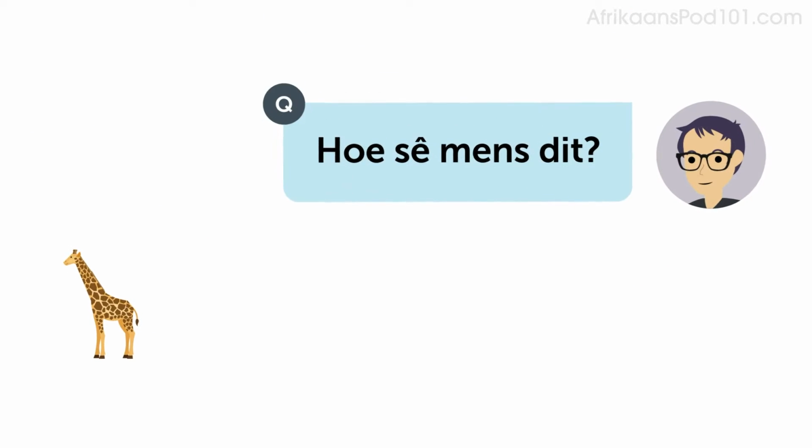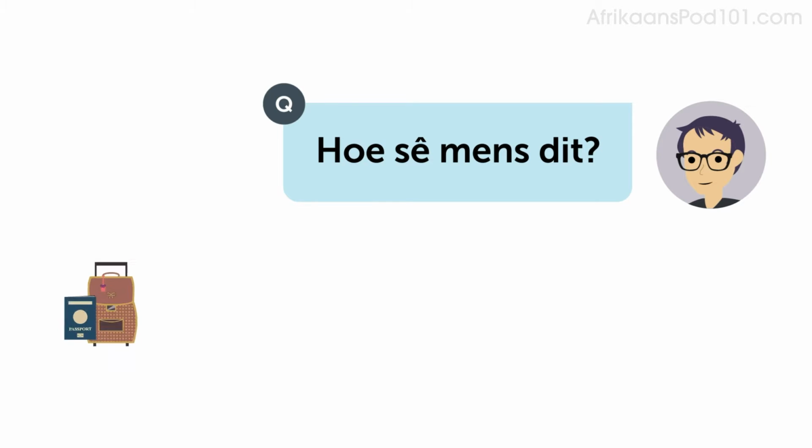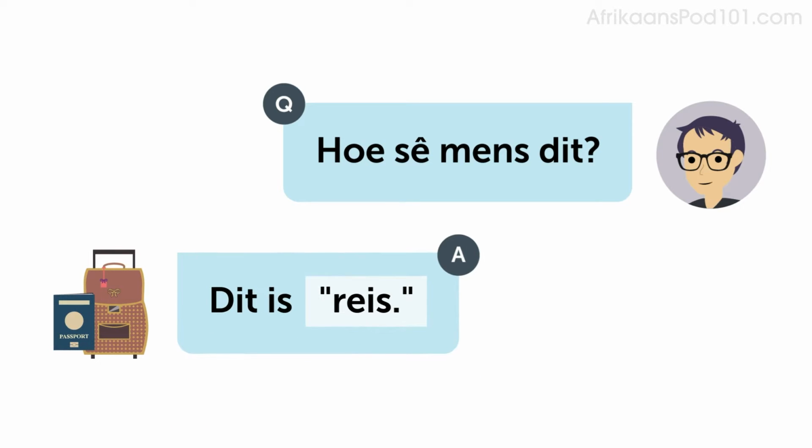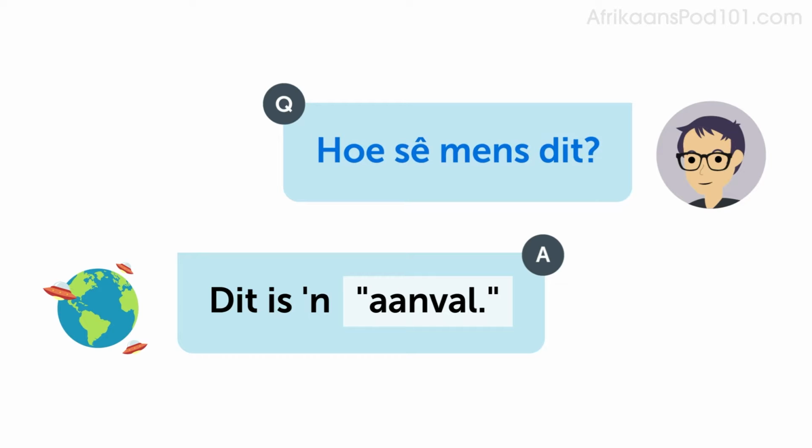Let's look at some examples. Listen and repeat or speak along with the native speakers. Hoe sê mens dit? Dit is 'n kameelperd. Hoe sê mens dit? Dit is reis. Hoe sê mens dit? Dit is 'n aanval.